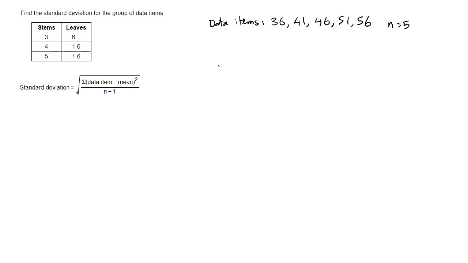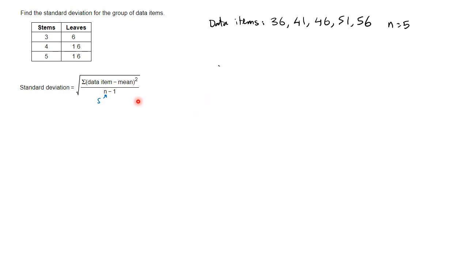So now, to find the standard deviation, we can use this formula. The formula says that it's the square root of the summation of each data item minus the mean squared, all of it divided by n minus 1, which we already found out that n equals 5. So we know that this is going to be 5 minus 1, or 4. So let's find each of these numbers for the formula.